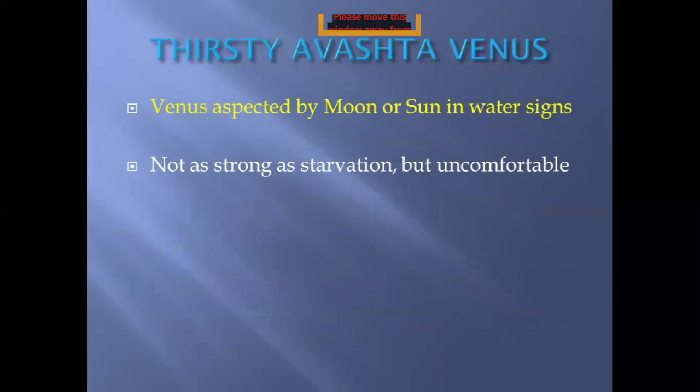Now, thirsty or Avashta Venus, and this happens when Venus is aspected by the moon or sun in water signs. Okay, so in Cancer, Scorpio, or Pisces. And it's a bit like starvation that we just talked about, but not as strong, but it's still a little bit uncomfortable.